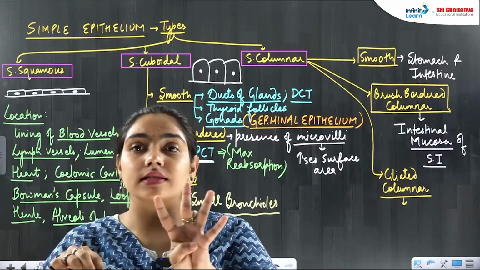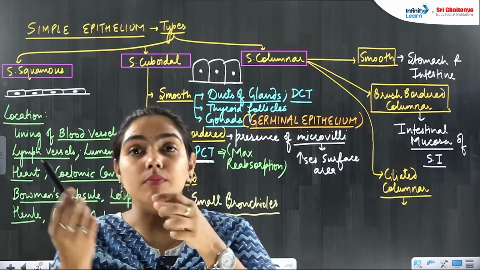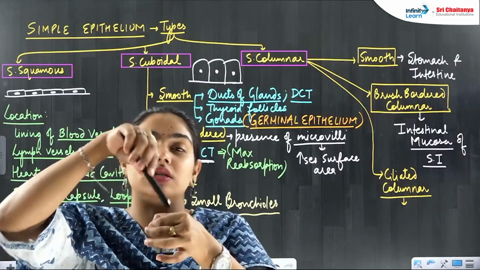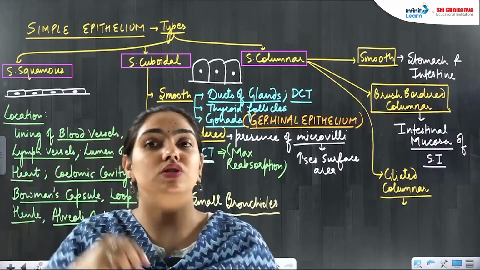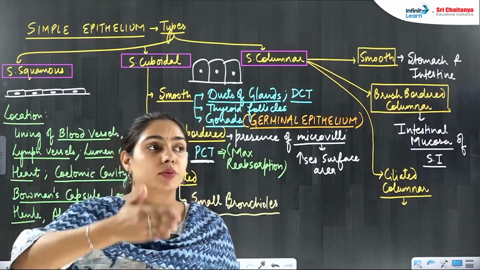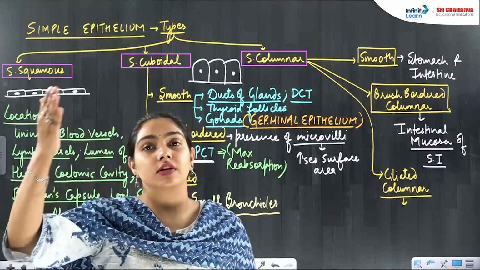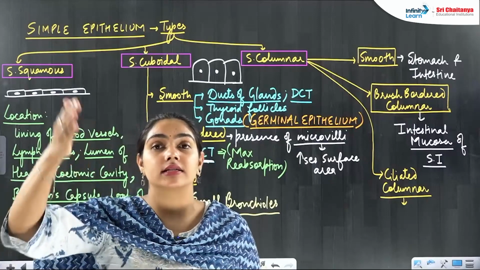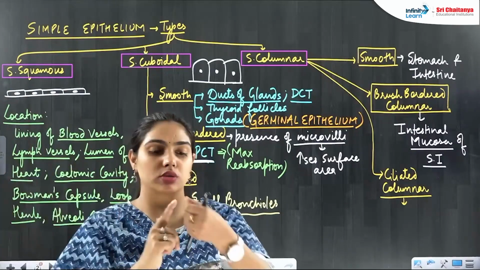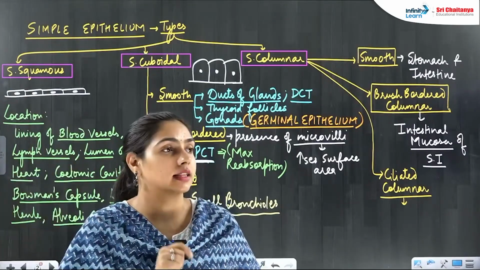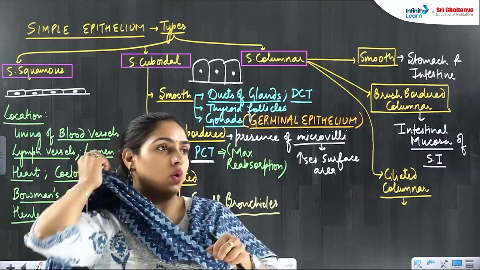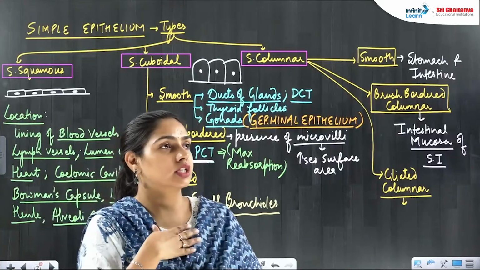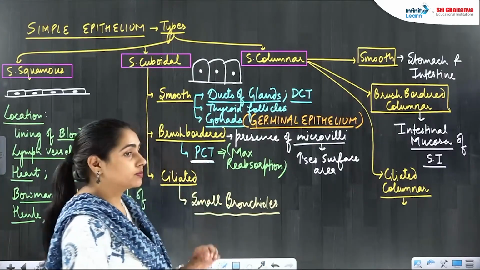I am not going to discuss that in detail, but the innermost layer, which is in contact with the lumen space, is known as mucosa. After mucosa there is submucosa, after submucosa there is muscularis, and the outermost is serosa. Four layers are there. So the innermost layer is mucosa.